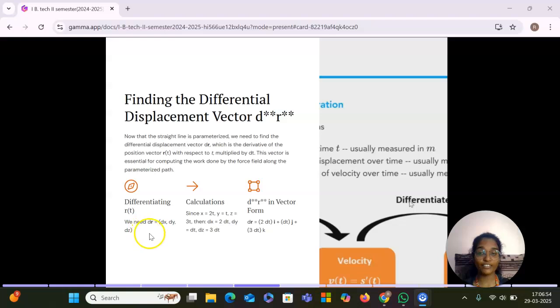So differentiating r(t), as we know, dx, dy, dz is dr. Since x equals 2t, y equals t, z equals 3t, then dx equals 2 dt, dy equals dt, and dz equals 3 dt. And dr in vector form is dr equals 2 dt i plus dt j plus 3 dt k.